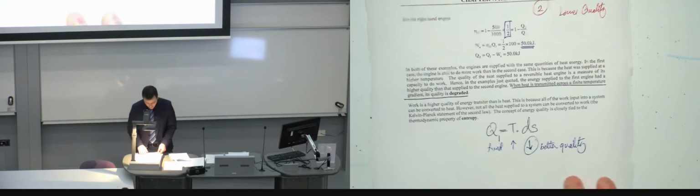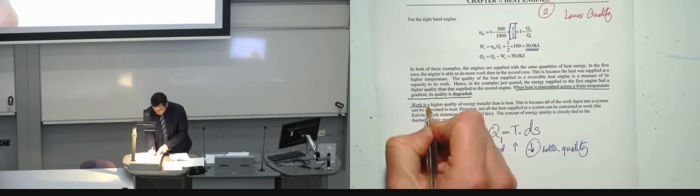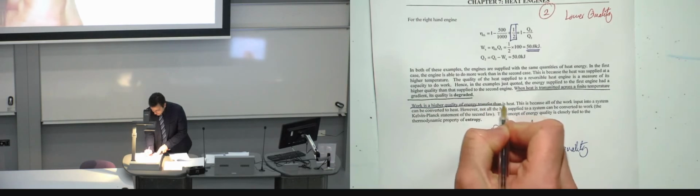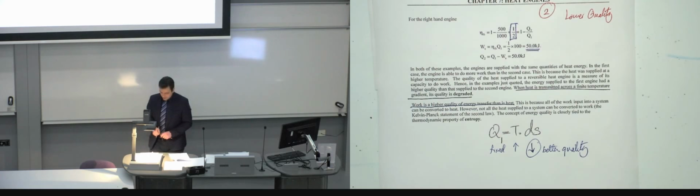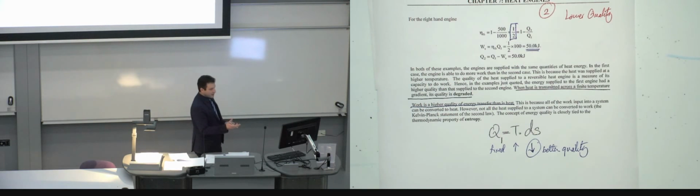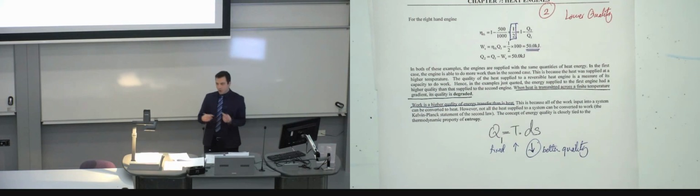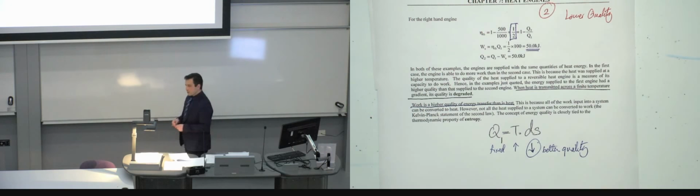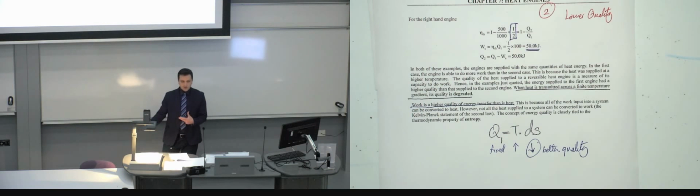And the last point to mention here is that work is a higher quality of energy transfer than heat. Because when you provide work to a system, all of it can be converted into heat. But the reverse is not true. If you supply the whole heat to a system, some part of it will be rejected. You can't convert all the heat into work.